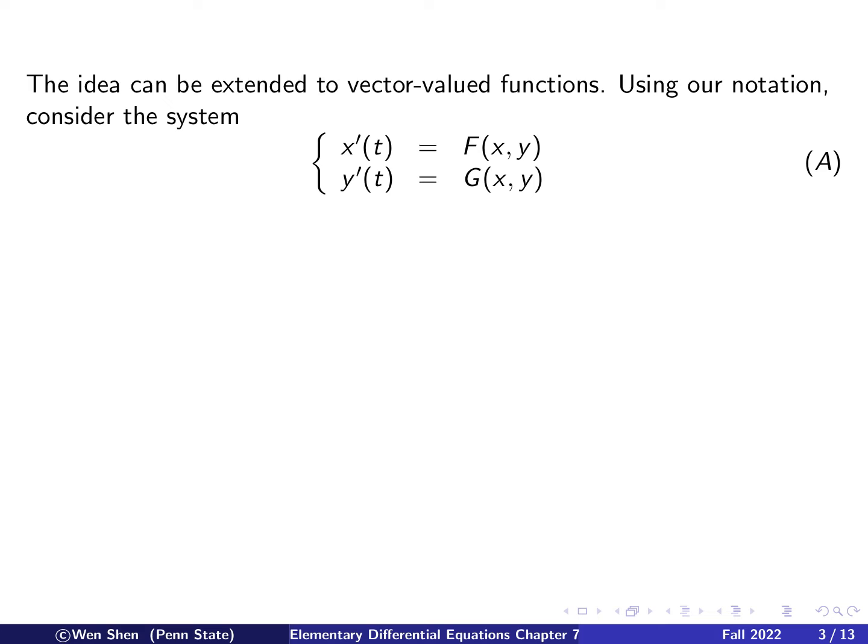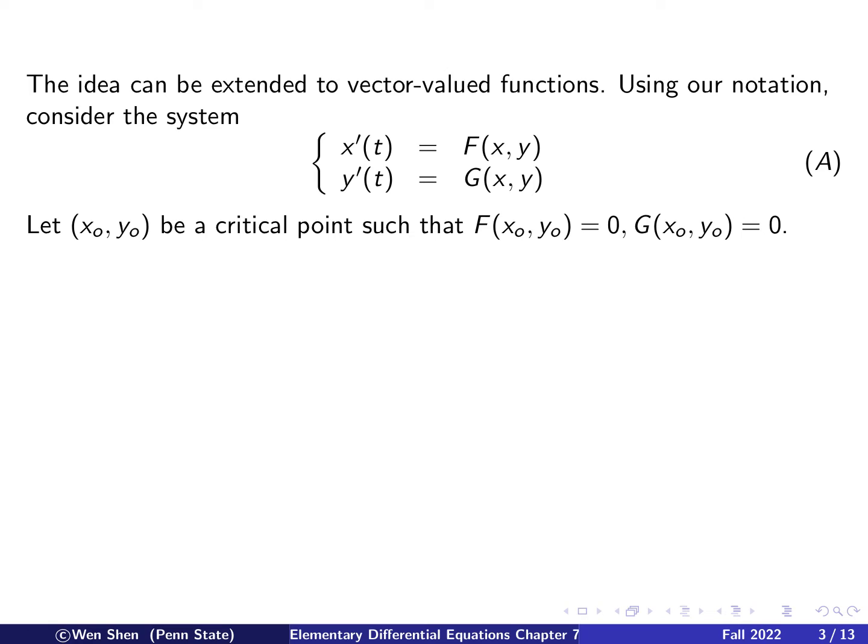Okay, so the idea can be extended to vector-valued functions. Using our notation, let's consider the 2 by 2 system. x prime equals a function capital F, and y prime equals a function capital G. Now let's say the point x naught, y naught is a critical point. That means F evaluated there is 0 and G evaluated there is also 0. And then we intend to linearize this nonlinear system at this critical point.